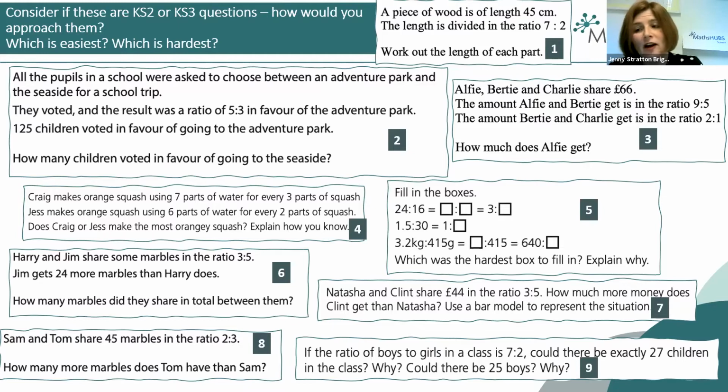We hope it will be really enlightening and helpful to everybody going forward, and we're absolutely thrilled again to welcome back Alison Hopper from MEI as our guest speaker tonight, who'll be talking a bit about ratio later.